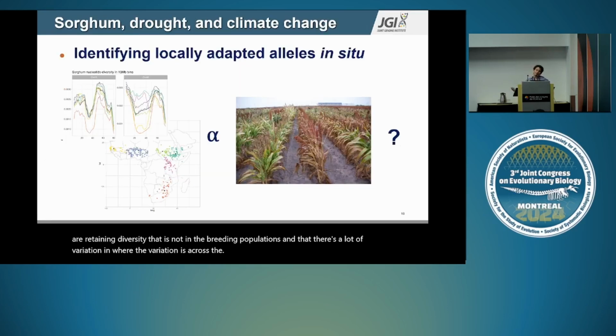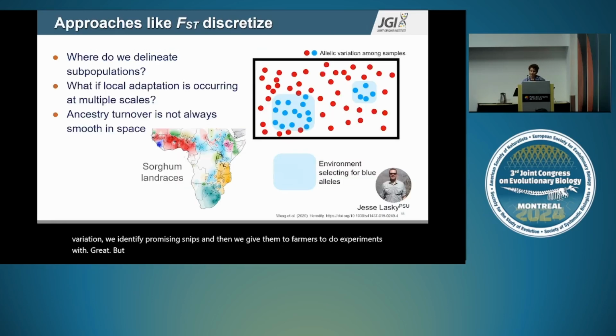So ideally, we take this wonderful genetic variation, we take this wonderful geographic variation, we identify promising SNPs, and then we give them to farmers to do experiments with. Great. But that's really hard. And we very often rely on approaches that discretize our population genetics, so that draw lines and say, we're comparing this population to this population, and we introduce a huge amount of uncertainty when we are drawing those lines and making those discrete groupings.